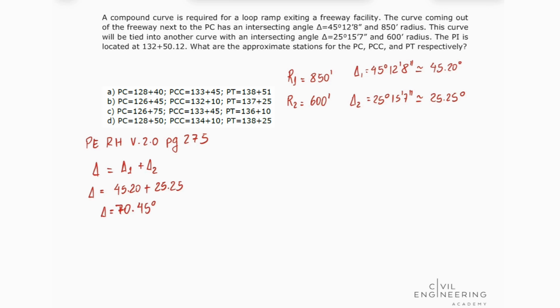And then let's think in terms of the tangents that we need to calculate. We are given the PI and we need to find this tangent, so we can subtract this tangent from the PI and get our PC value, and then we can calculate the length of this curve. I'm going to call this length 1. And then we can add this to the PC and we're going to find our PCC. And then we can add the second length, L2, and then we're going to find our PT.